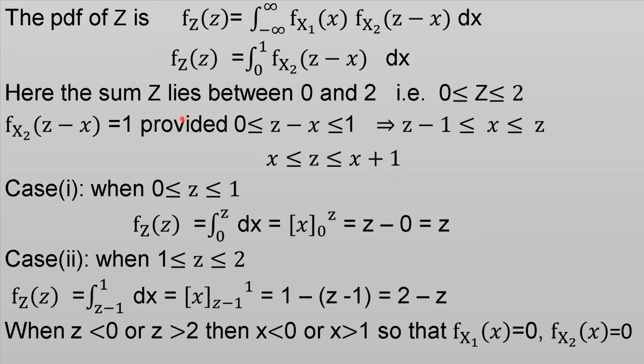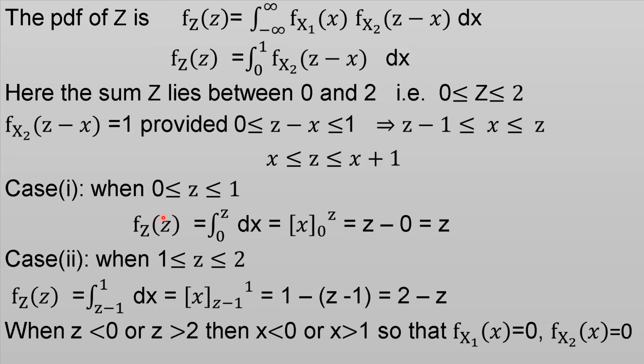Now since z is the sum of x1 and x2, the range of x1 is 0 to 1, and x2 is also 0 to 1. If we take the sum of x1 and x2, then the sum z will lie between 0 and 2. The lower bound will be 0 because the lower bound of both x1 and x2 is 0. For the upper bound, the maximum value of x1 is 1 and the maximum value of x2 is 1, so the maximum value of x1 plus x2 will be 1 plus 1, which is 2. So z lies between 0 and 2.